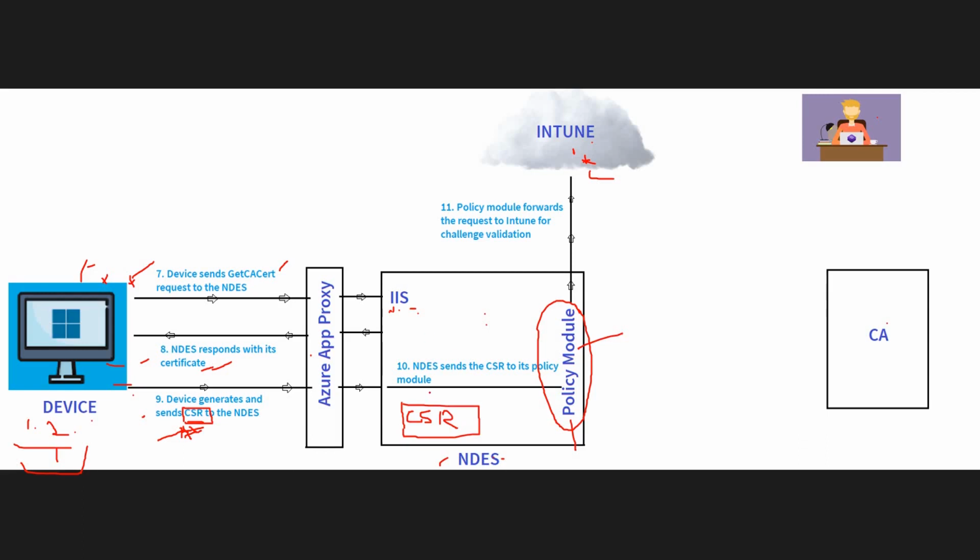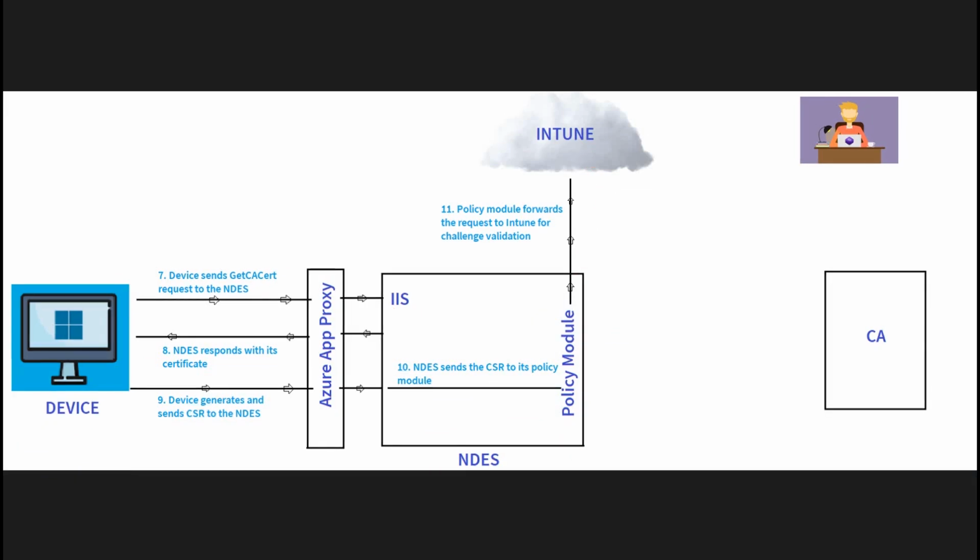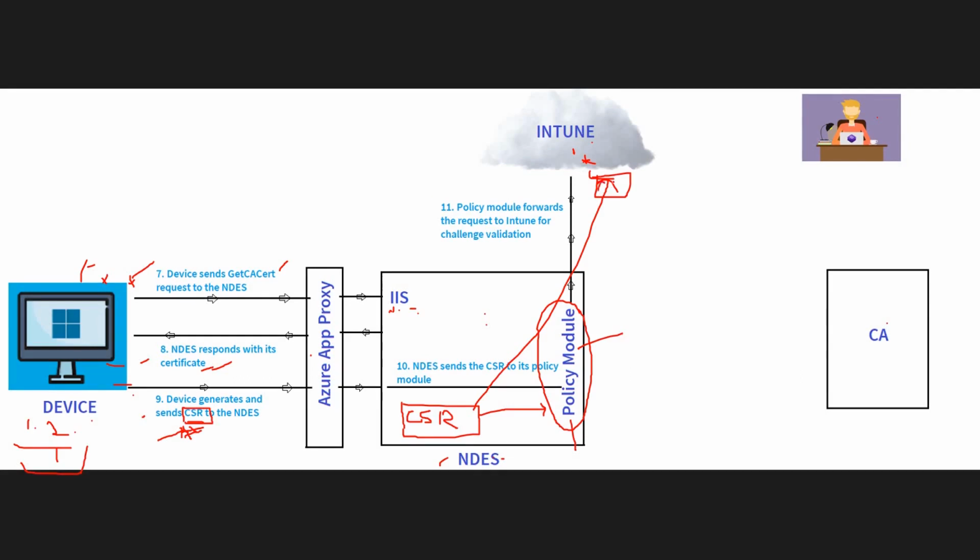The NDES server, upon receiving it, is going to forward the CSR to the policy module, and the policy module is going to forward the CSR to the Intune service. The Intune service is going to compare the password which is there in the CSR versus the password which was generated by the NDES server initially. It's going to see whether these two match or not.